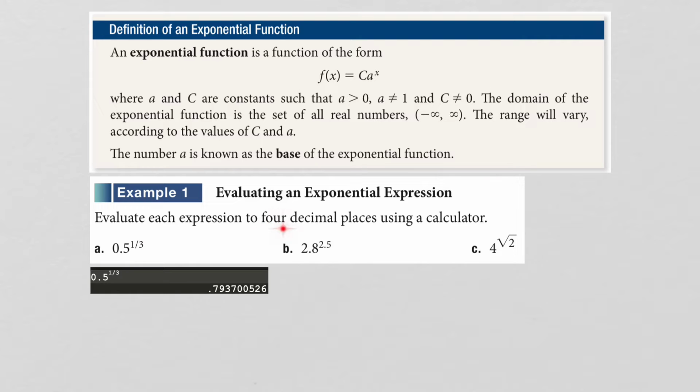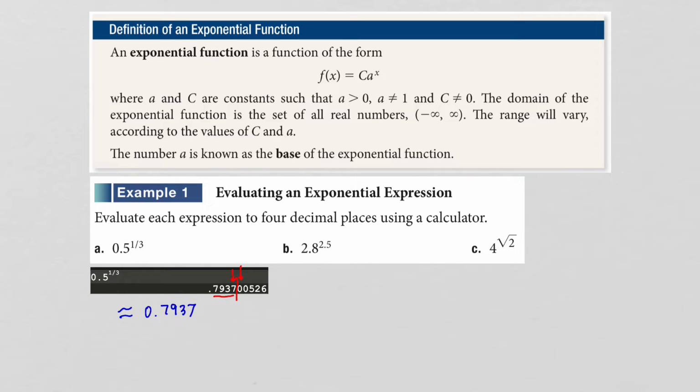Now, if we round this to 4 decimal places, we are going to cut this number off after 4 decimal places, which you can see here. And this 0 here does not round that number up. So this is approximately equal to 0.7937.